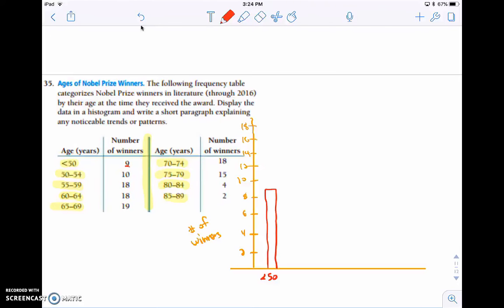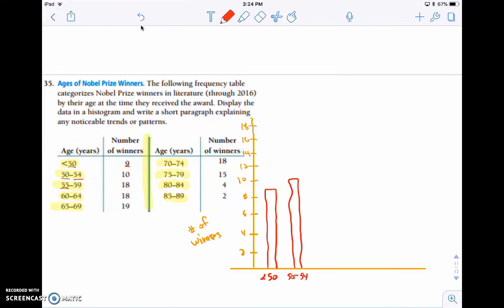Then our next category is 50 to 54. And notice that I'm not going to connect these bars because they're not right up against each other. They have that distinct, goes from less than 50 to 50 and 54 to 55. But if they do bump right up against each other, you'll connect these together. But this next one has 10. Oh, that is not straight. Sorry about that. So these are supposed to be bars.